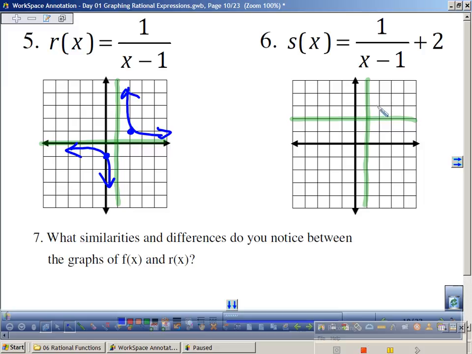Over here, same thing. I'm going to go over 1, up 1. There's that one. And over 1, down 1. There's that one. So I'm really, in this case, only concerned with the asymptotes. For those of you that didn't see it, this is why there's asymptotes.